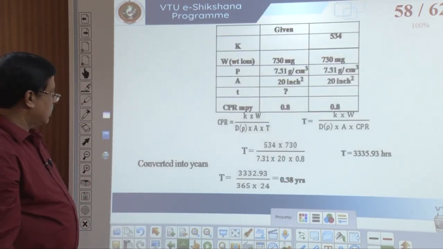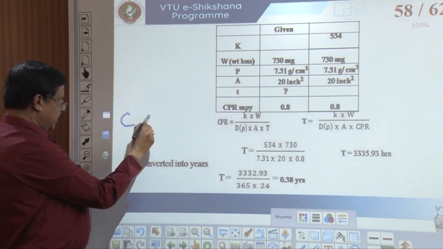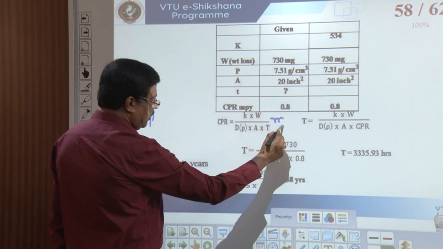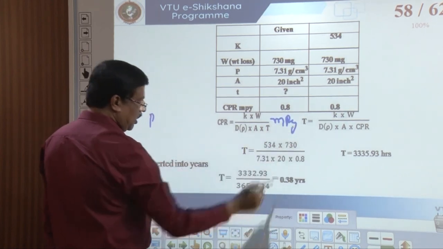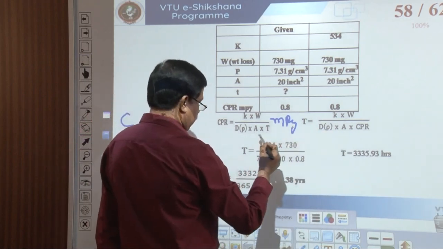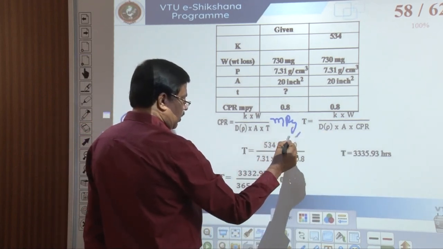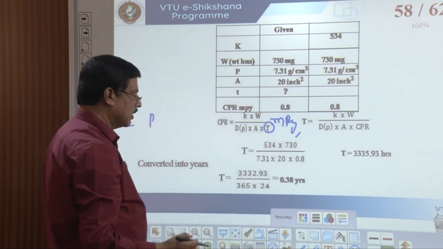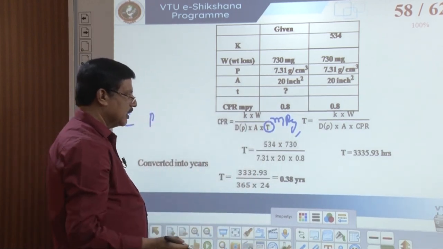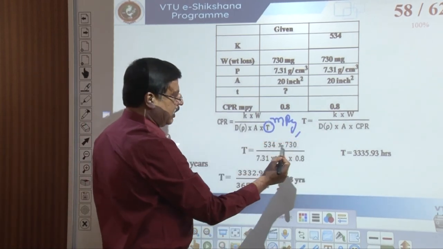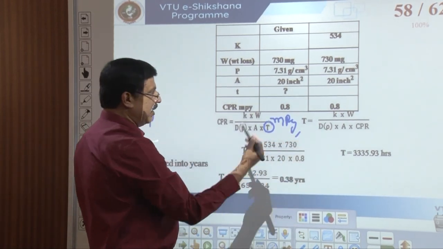So this is the corrosion penetration rate is equal to this one, mils per year. Mils per year, you will get a mark. So same thing only, this is not A into T. And now you know all the values except T. You are going to calculate that. So T is equal to the time taken for this. Then K is 534, W is 730 milligram.